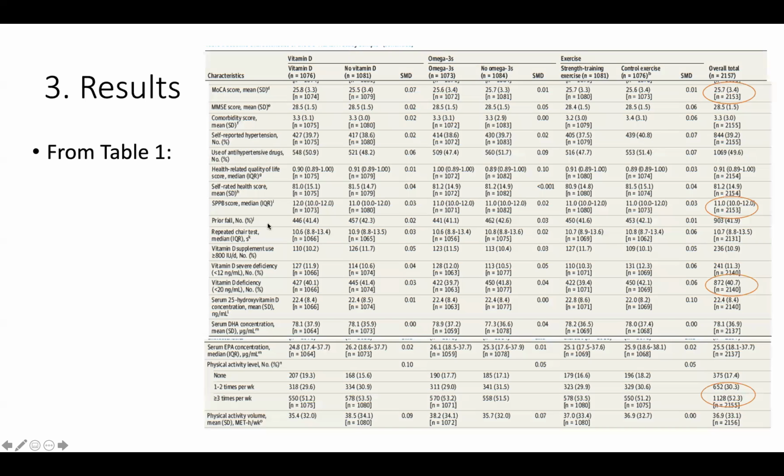From Table 1, we could notice that the baseline characteristics were balanced between treatment groups, and they actually have a high mean MoCA score of 25.7, and a high mean SPPB score at baseline of 11. Also, about 83% of the participants have moderate to high physical activity at baseline.